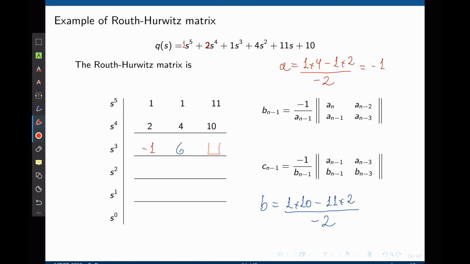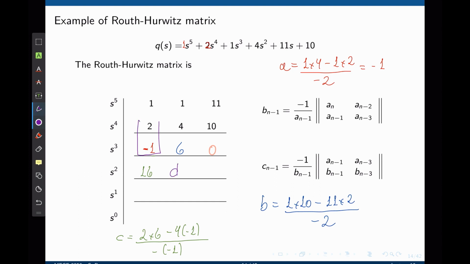The next element here would now take the first column with the next one that I have to expand, and this is 0, 0. So obviously the result here is simply 0. Now that the third row is completed, we can move to the one with s to the power of 2. Starting with this cell, let's call that C. C is 2 times 6 minus 4 times negative 1 divided by negative 1. Or again, the same pattern that we had before. And this gives 16.